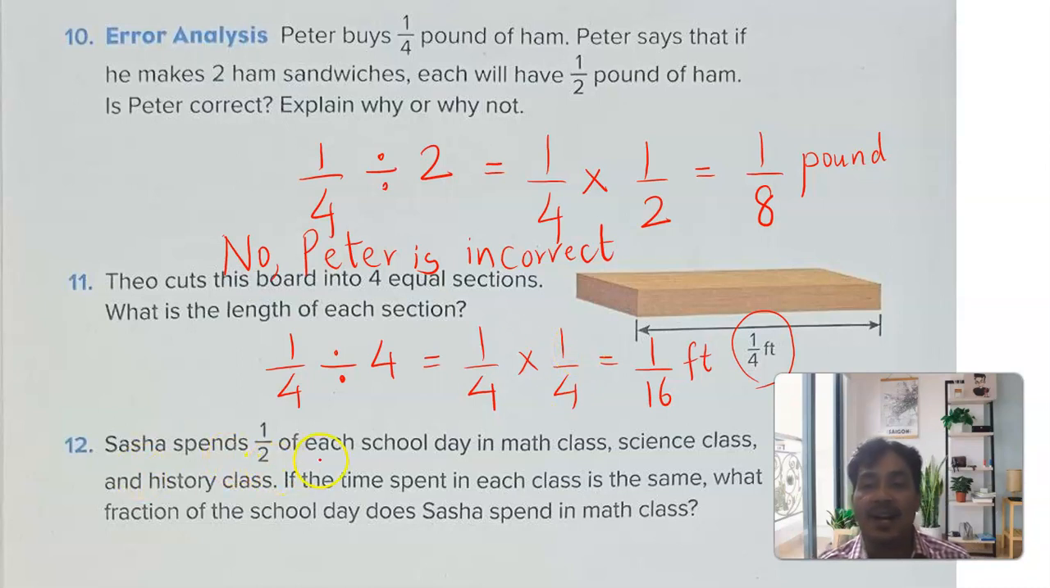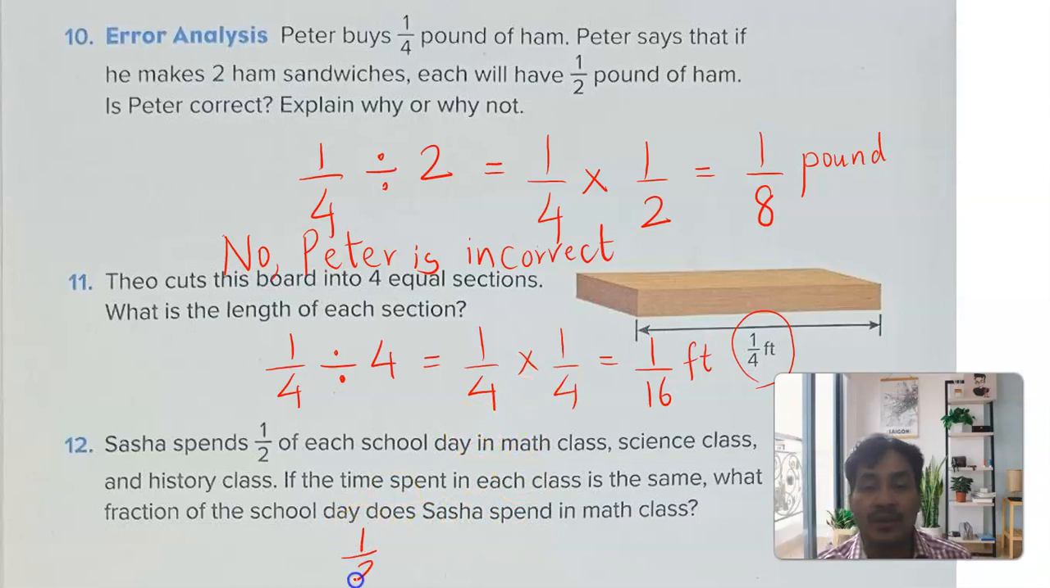Sasha spends half of each school day in math class, science class, and history class. So there are 3 classes. She attends these 3 classes in half a day. If the time spent on each class is the same, what fraction of the school day does Sasha spend in the math class, that is 1 class?